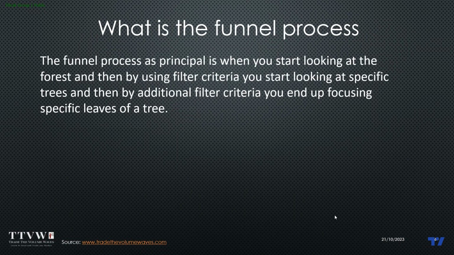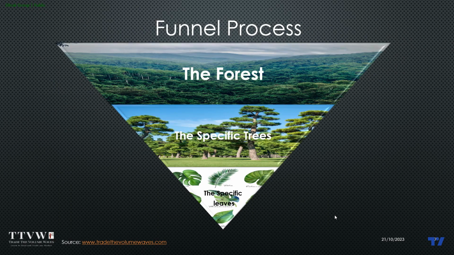So let's see what basically this is. The funnel process is a principle where you start by looking at the forest, okay? And then by using specific criteria, you try to focus on the trees. And then with additional criteria, you end up focusing on the leaves of the trees, which basically looks something like this. It starts wide, the forest, then narrower, the specific trees, then the specific leaves. So what are we going to trade?